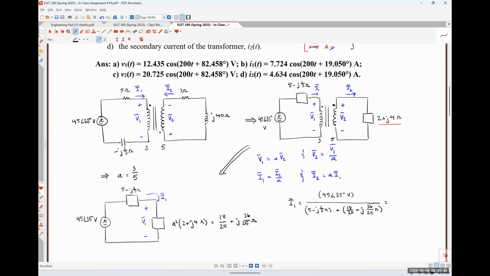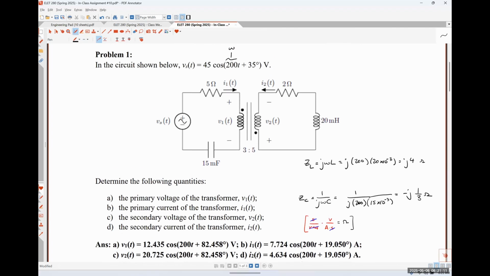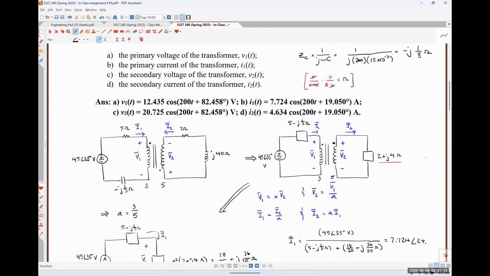So now I got 7.72390. So let's call that 7.24 with an angle of 24.050 degrees. Amps.